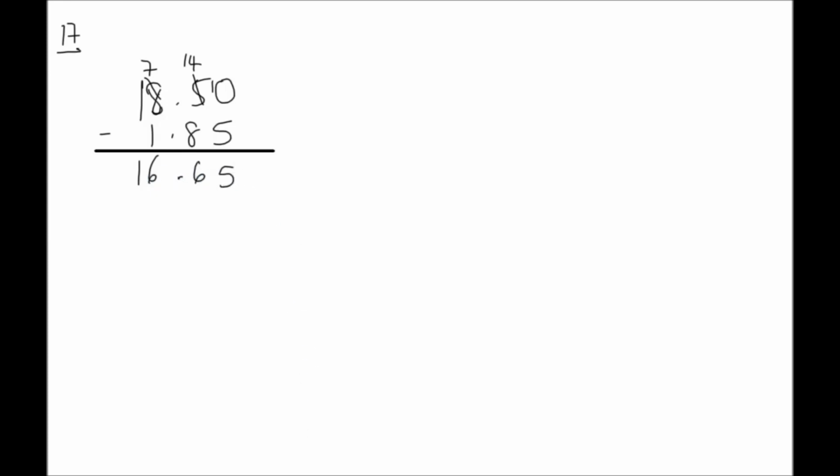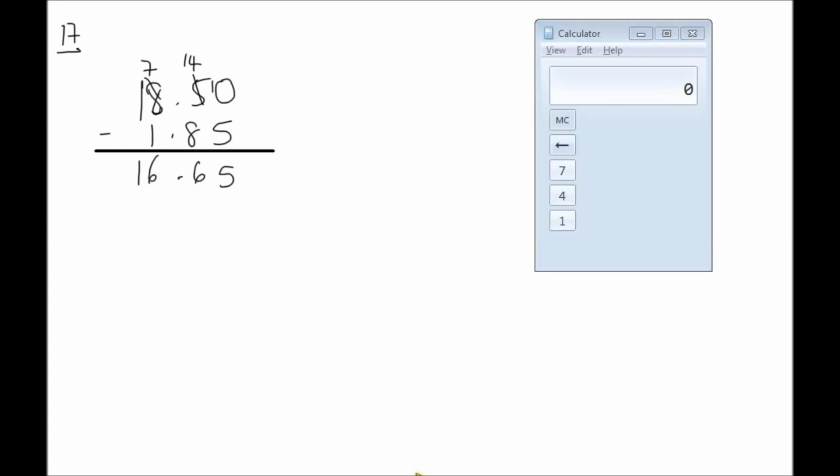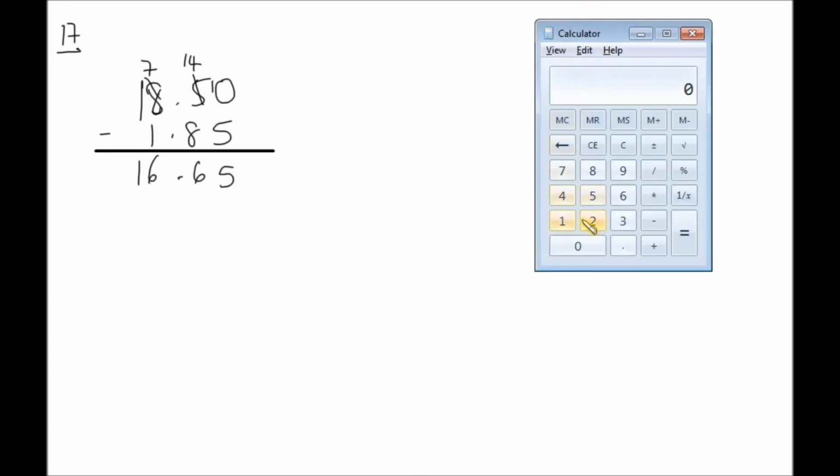So my answer here should be 16.65. I can use my trusted calculator to double check my answer, and in this case I will punch in 18.5 minus 1.85. Hit the equal sign, and 16.65. Okay, so please remember, when we're using the calculator, we have to pay attention to where the decimal point is. Hit the decimal point at the appropriate time. Calculator skills are important.